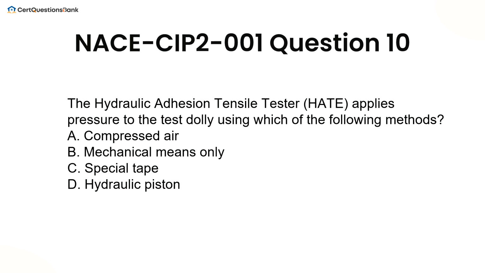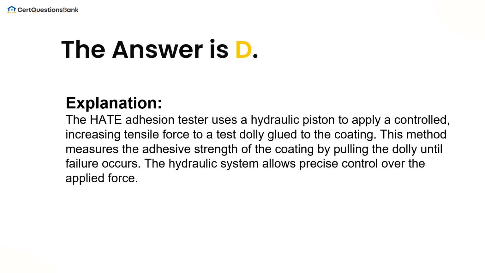The hydraulic adhesion tensile tester, HATE, applies pressure to the test dolly using which of the following methods? A. Compressed air. B. Mechanical means only. C. Special tape. D. Hydraulic piston. The answer is D.